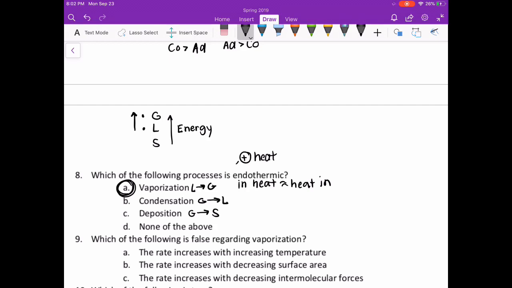If I'm condensing, I'm going from gas to liquid, so it's going to be the opposite way. That's going to be exothermic. I'm going from a higher energy state to a lower energy state. So that is exothermic.